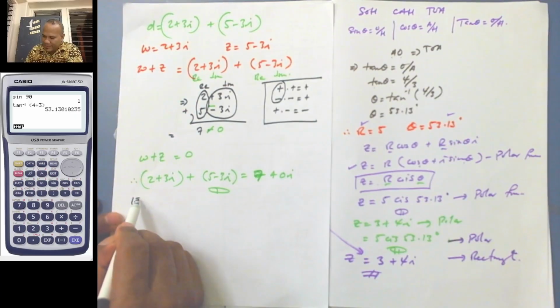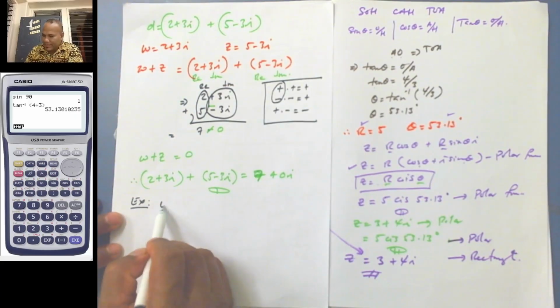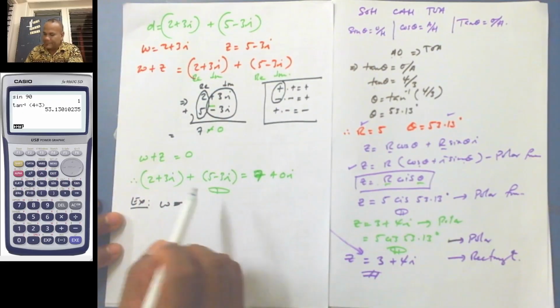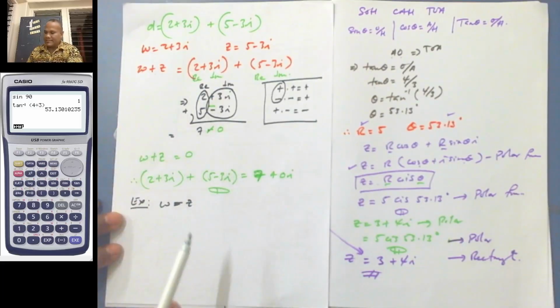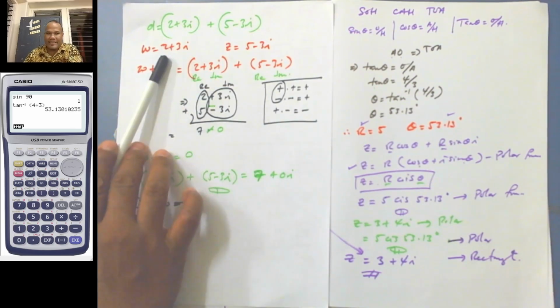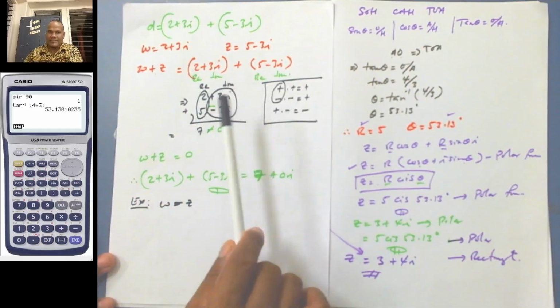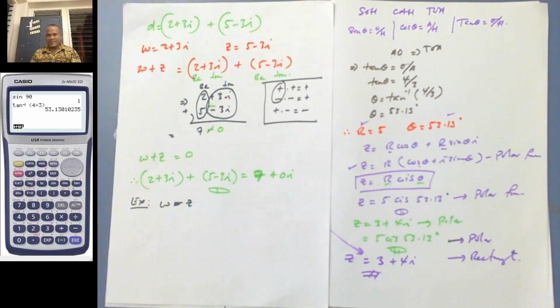Suppose we have omega, just use the same concept, and minus z. Omega minus z. I give you 2 minutes, subtract them. Remember, we can only add and subtract real values with real values, and imaginary values with imaginary values. Try to solve omega minus z. 2 minutes, and your 2 minutes starts now.